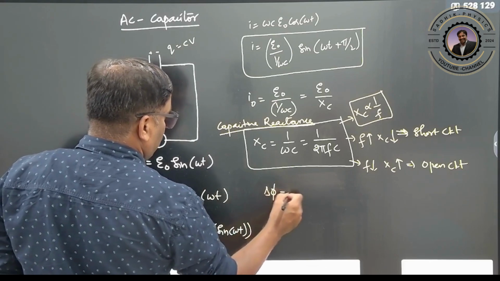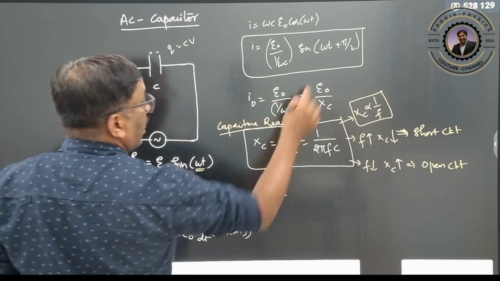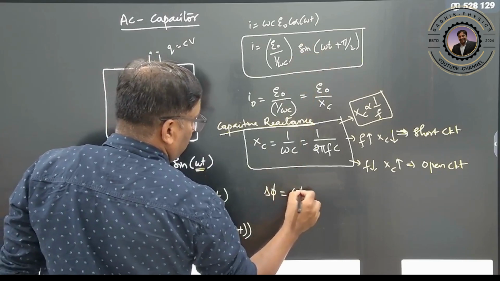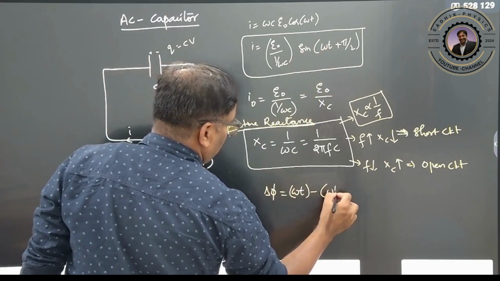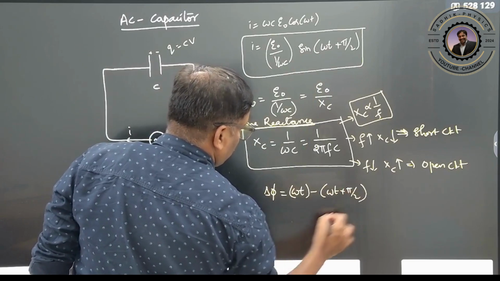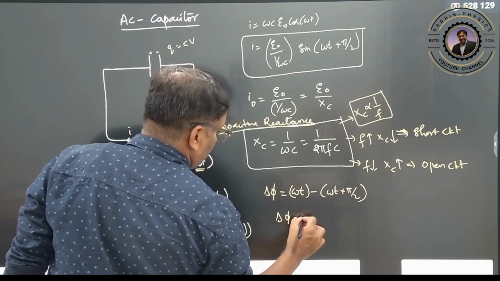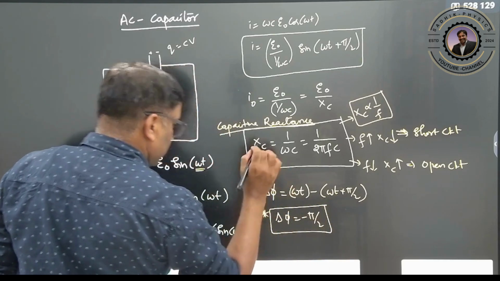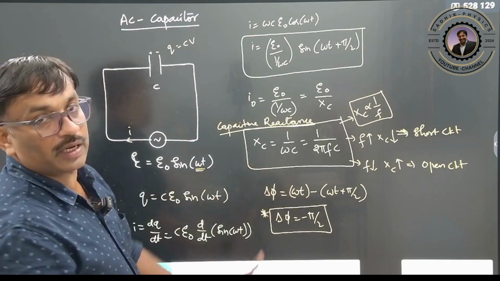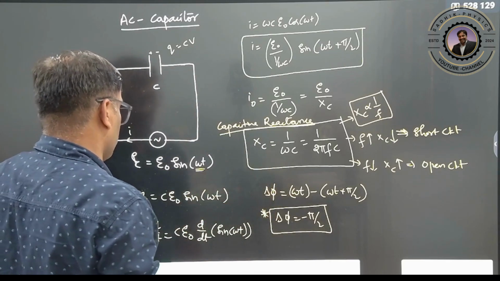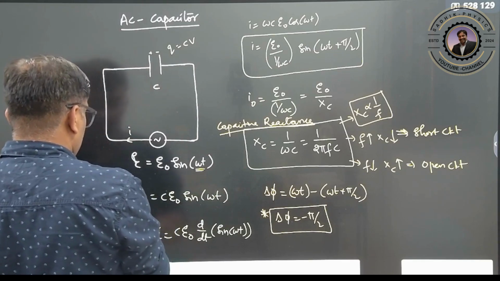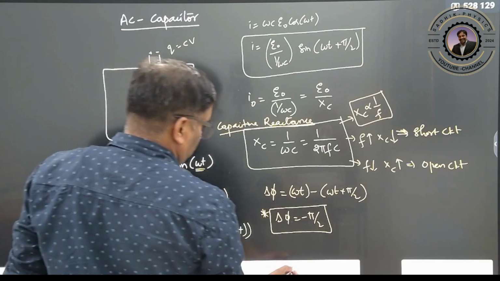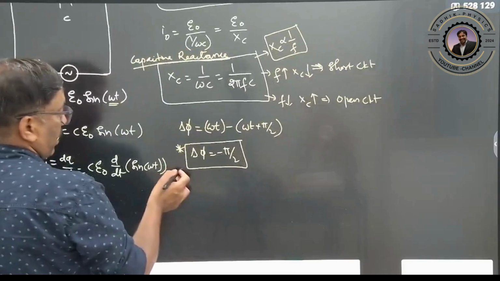Now, what will be your phase difference here? Phase difference will be equal to omega t minus omega t plus pi by 2. So what do you get? Phase difference will be equal to minus pi by 2. So the phase difference is pi by 2, again the same thing.